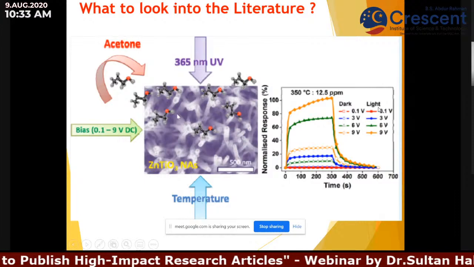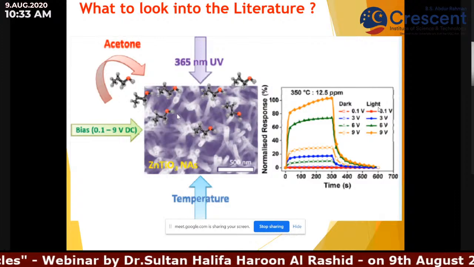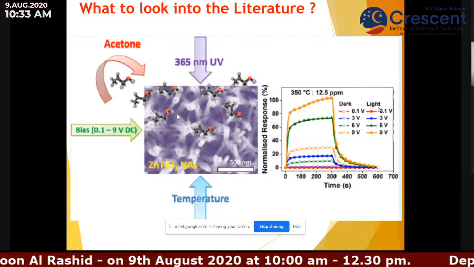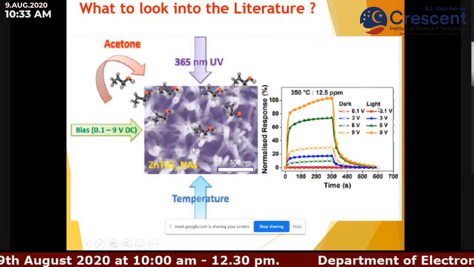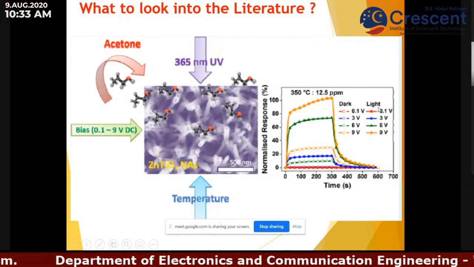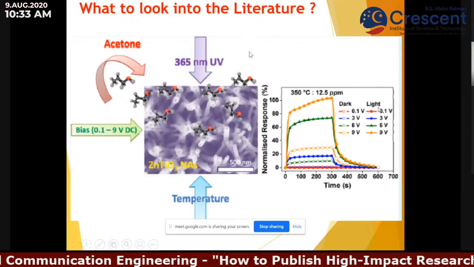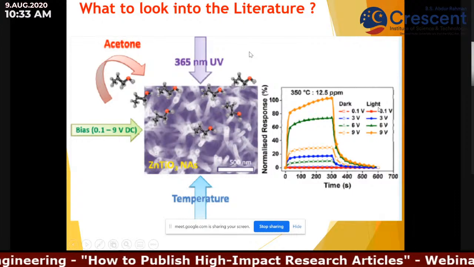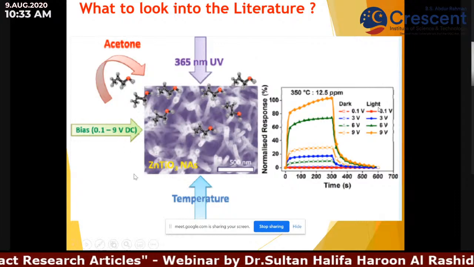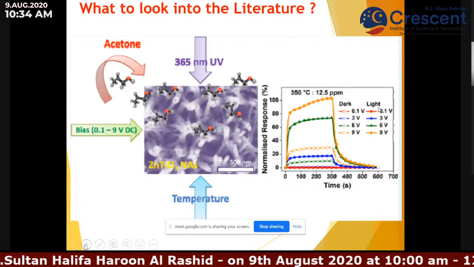So imagine this itself is quite an extensive literature survey. You got to understand the interaction of light with the material, interaction of temperature with the material, interaction of bias with the material, and interaction of gas with the material. So this is what you got to look into in your literature. Probably you're from a different field, microbiology or physics, chemistry, zoology, botany. What could be your research? Doesn't matter. You got to understand the basic crux of your problem. So look for mechanisms. This is really, really important.